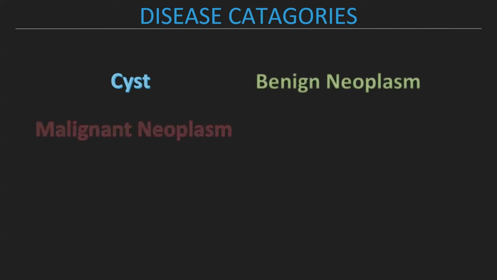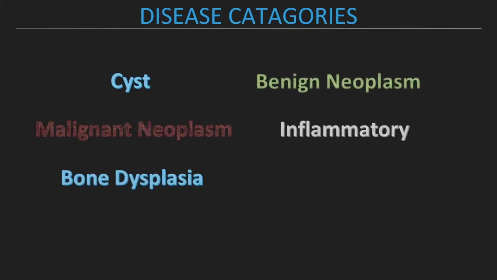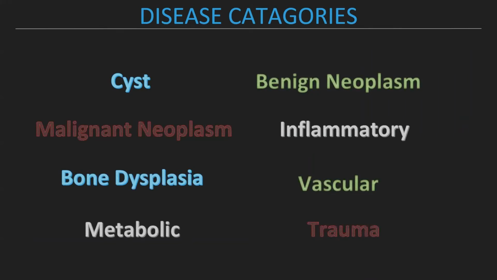Once you've got that, then you can start putting those in types of disease categories. Is it a cyst, a benign neoplasm? Is it a malignant neoplasm, inflammatory, bone dysplasia, vascular? Is it metabolic? Is it trauma? These are the main disease categories. There is a category for developmental, which could be a very lengthy discussion in another series.